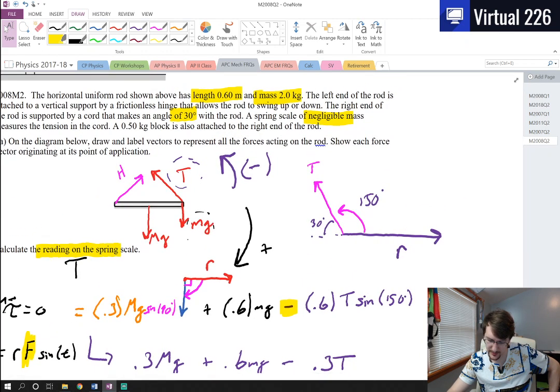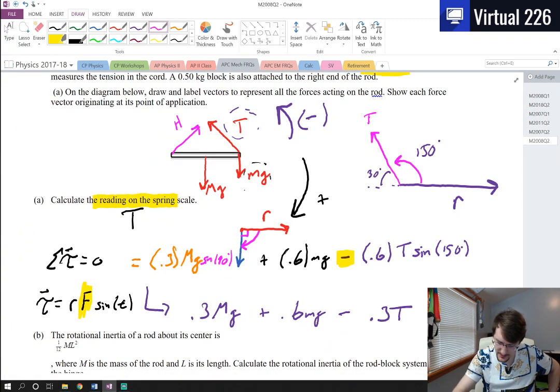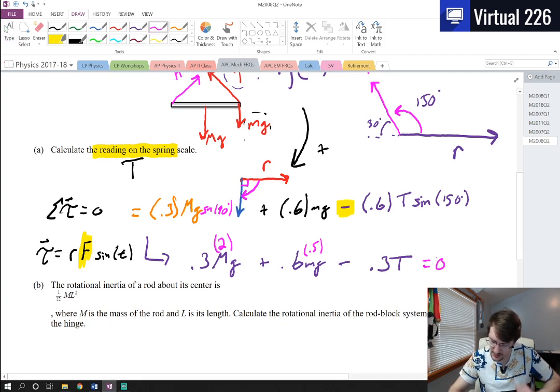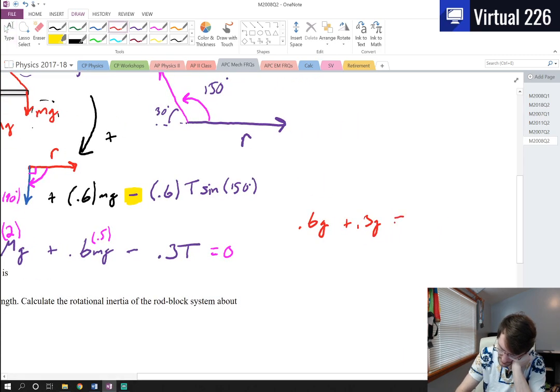And then, do we have masses of things? We do indeed. We know that this mass is 2. We know that this mass is 0.5. So all of this equals 0. So then what we're going to get here, still solving this out, is 0.6 g plus 0.3 g equals 0.3 T. That's going to give us 0.3 g plus g equals T.